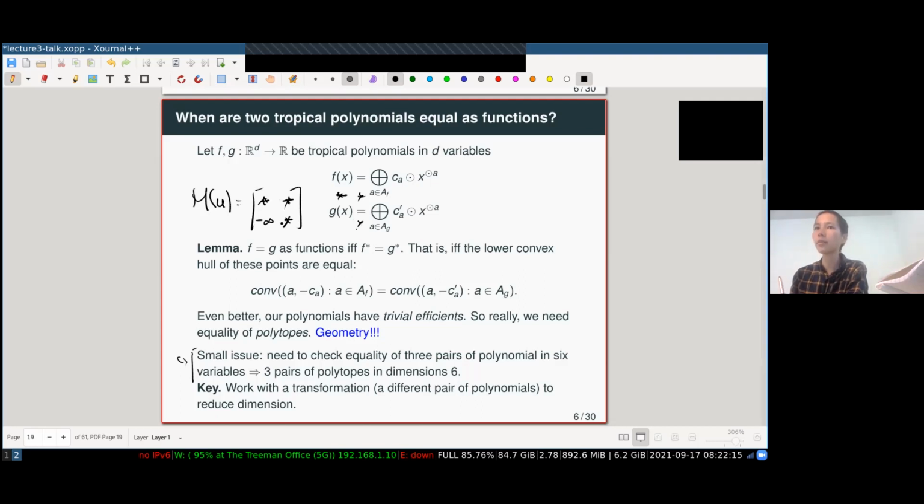So that's 3 pairs of polynomials, and they are polynomials in 6 variables because originally I started with 3 variables for A and then another 3 different variables for B, right? So I have 3 pairs of polytopes in dimension 6. That's kind of annoying to work with, and it turns out that there's a certain algebraic structure in tropical matrix multiplication that one could exploit, and that allows us to transform these polynomials to different pairs to reduce the dimension.